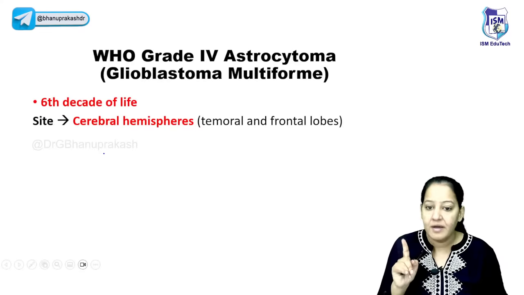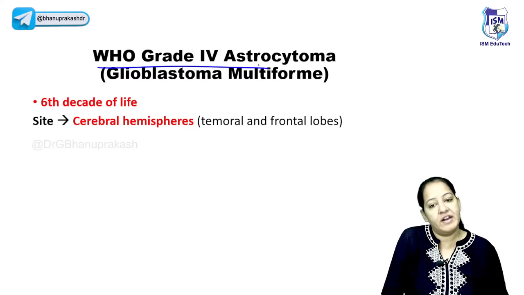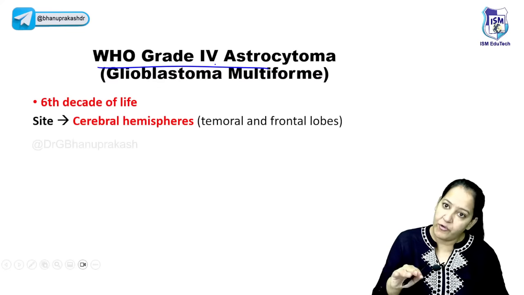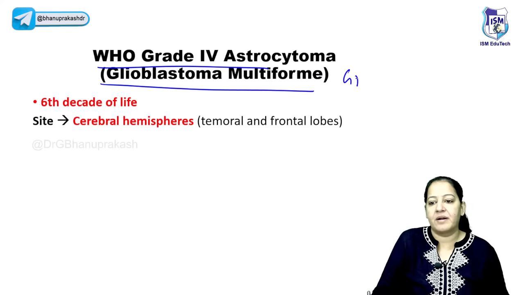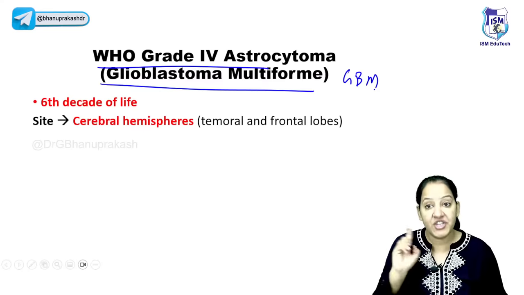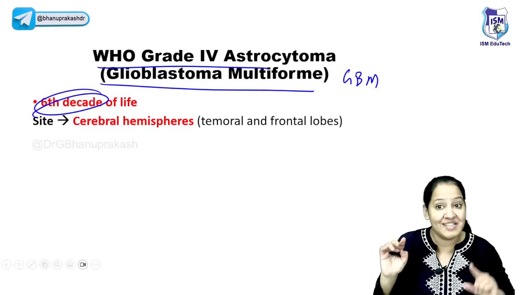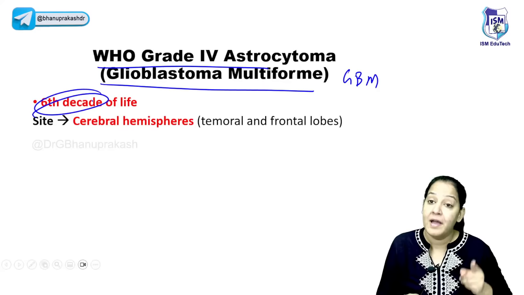That is grade 1. Coming to grade 4 astrocytoma, directly 4, and 2 and 3 are not important. I am saying again and again. Grade 4 is known as GBM, glioblastoma multiforme. It occurs in old age, after 60 years. That was occurring in children. This is occurring in old age.